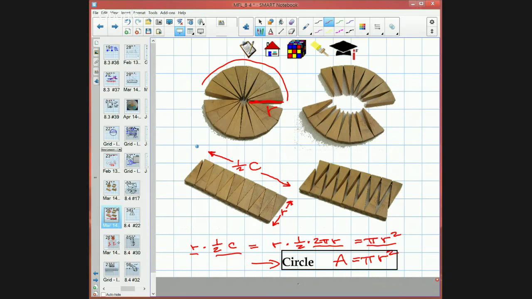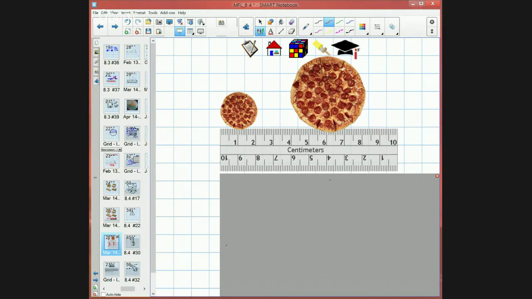Okay, the next thing I want to show you, I'm jumping again to a different topic. We're going to talk about area, but I want to show you a principle of area. What we've got here is two pizzas that are of different size, obviously. You can see that the one on the right is twice as tall as the one on the left.